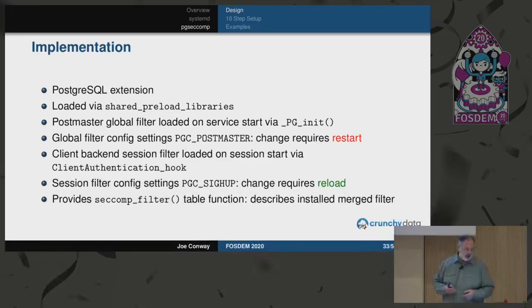And it provides a SECCOMP filter table function, which will actually show you the merged filter, what it looks like in your backend, to the best of its ability. The reason I say that is because, in addition to the fact that there's no easy way to know which syscalls are used by which glibc calls, there's also no way to read from the kernel and find out what the loaded filter looks like. So if a filter was loaded by systemd, this extension has no idea about that.